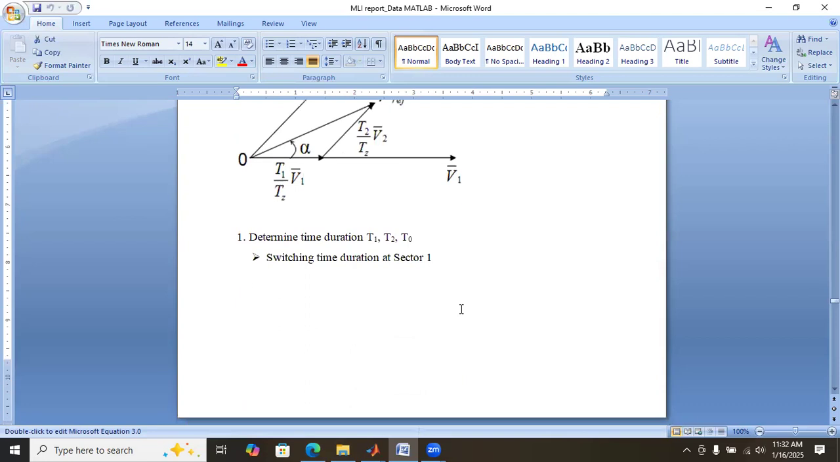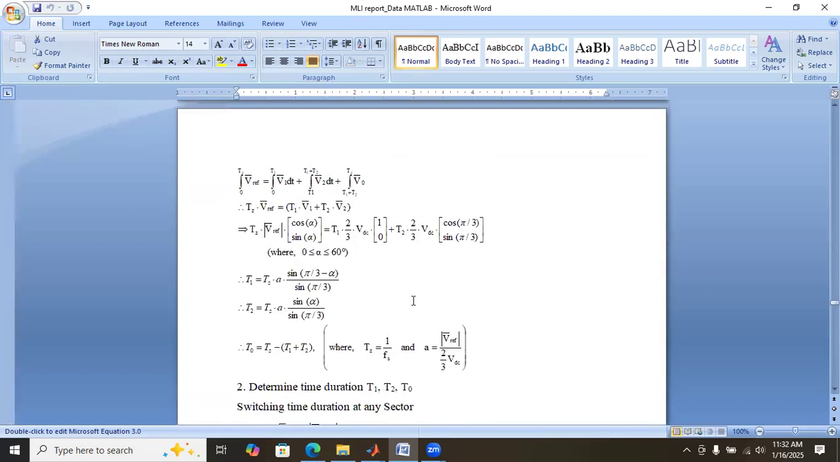And from that, we have to determine T1, T2, T0. That is, for each sector, we have to find these values. It will be split into 6 sectors. So each sector is for 60 degrees, 0 to 60 degrees first sector, 60 degrees to 120 degrees second sector, like that. We have to find the T1, T2, T0 values for each sector. Okay, these are the T1, T2 and T0 formulas.